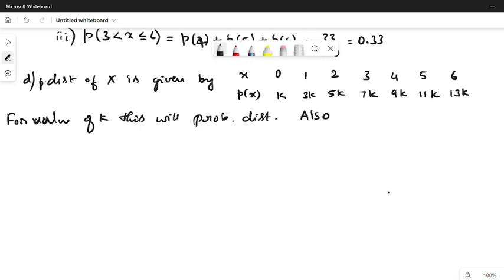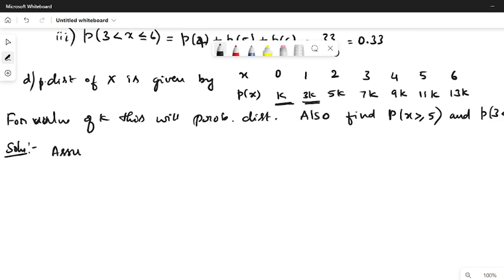Also find P of x greater than or equal to 5, and P of 3 less than x less than or equal to 6. So the distribution is given, which is a probability distribution. You have to find a suitable value of k so that it remains a probability distribution. That is the first part. In the second part, you have to find P of x greater than or equal to 5 and P of x lying between 3 and 6.